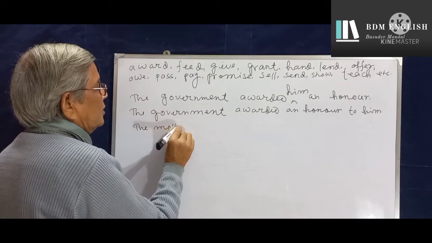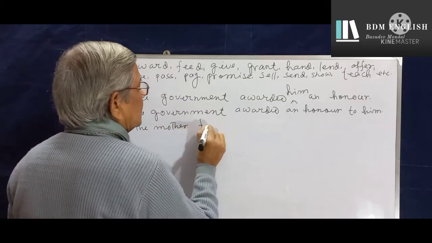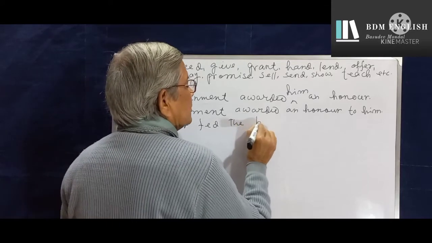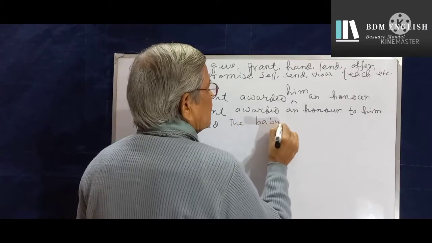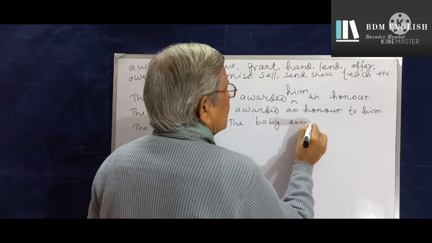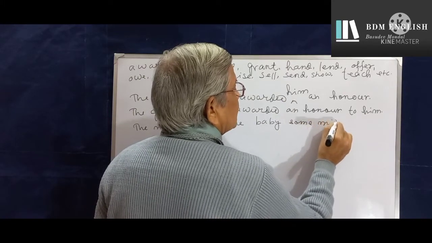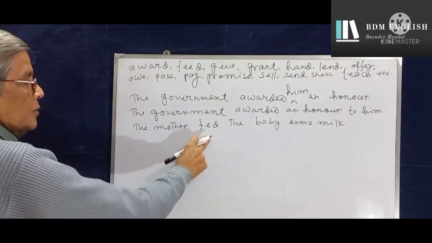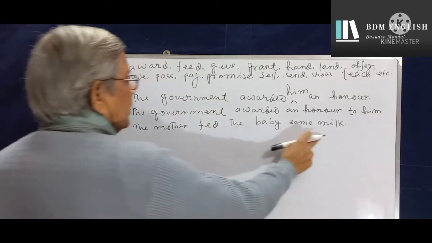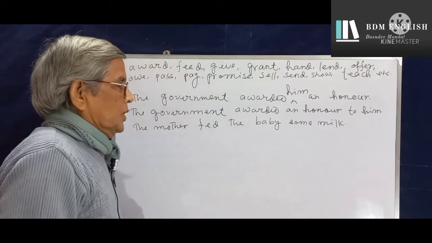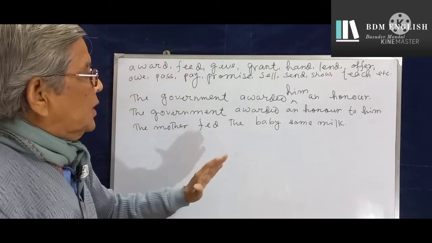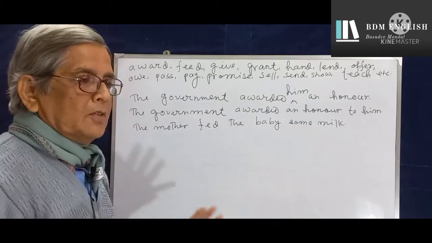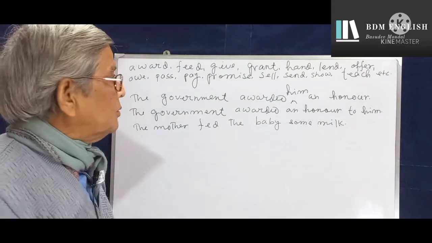The mother fed the baby some milk. The mother fed the baby some milk. We can say the mother fed some milk to the baby. The preposition that we use with the indirect object when we place the direct object first is either to or for according to the meaning.